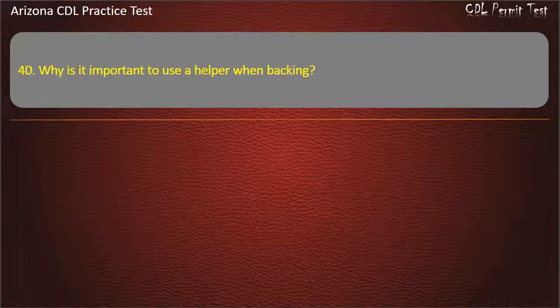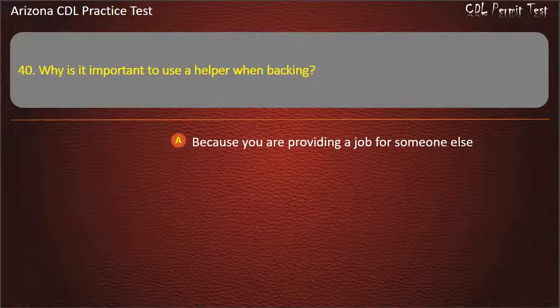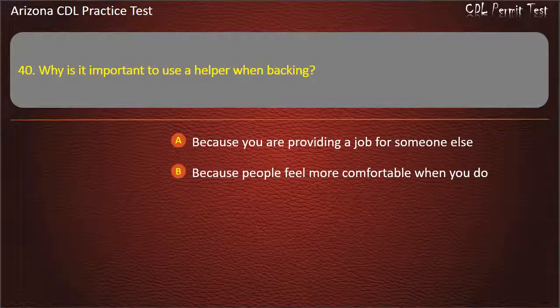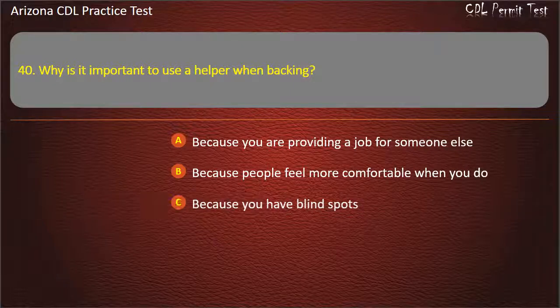Question 40. Why is it important to use a helper when backing? Because you are providing a job for someone else. Because people feel more comfortable when you do. Because you have blind spots. All of the above. Answer. Because you have blind spots.